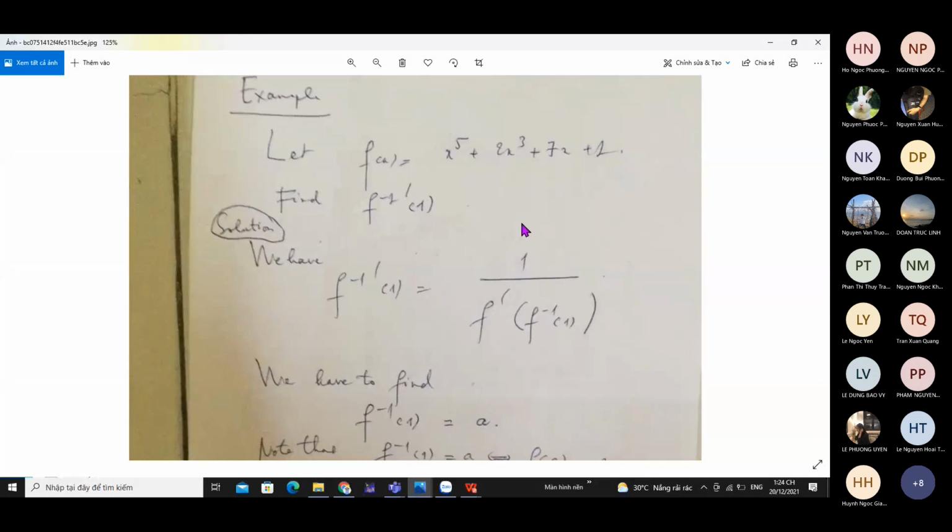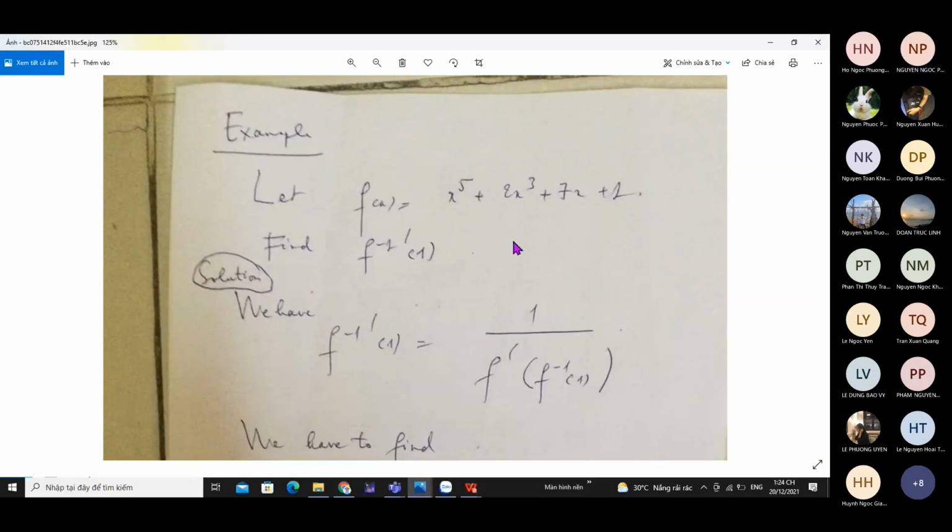Okay, can you see the new slide? Yes. Okay.